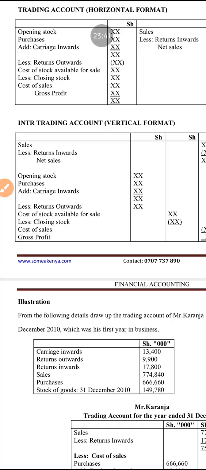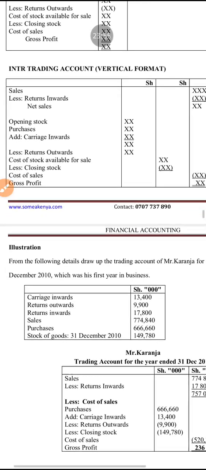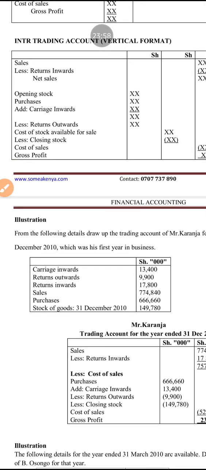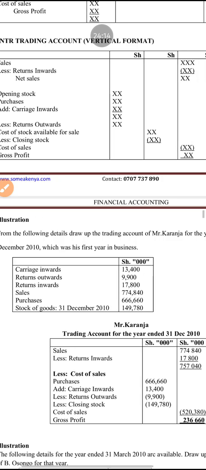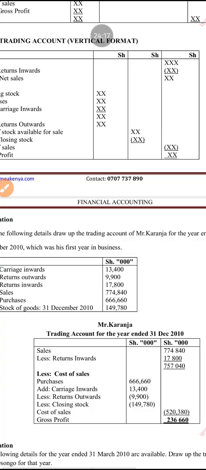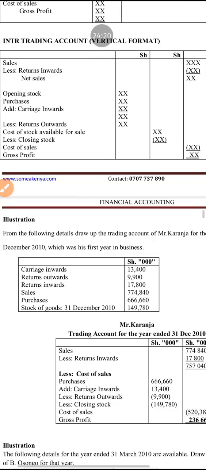Now the vertical format, and nowadays this is what we are using. The vertical format of the trading account. You have the sales, you less return inwards to get the net sales. Then you determine the cost of sales. Remember, for cost of sales, you have the opening stock. We add purchases, we add carriage inwards, we less return outwards. Then you get the cost of stock available for sale. You less the closing stock to get the total cost of sales. Then the total cost of sales, you deduct it from the net sales to determine the gross profit.